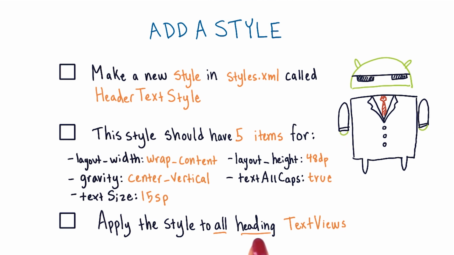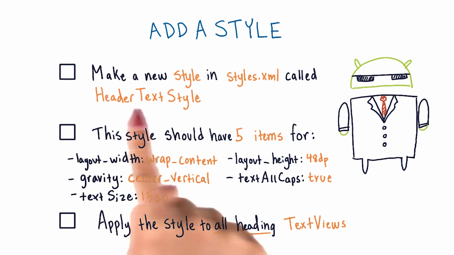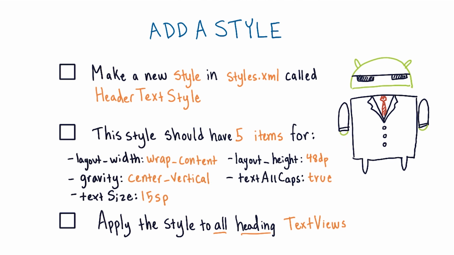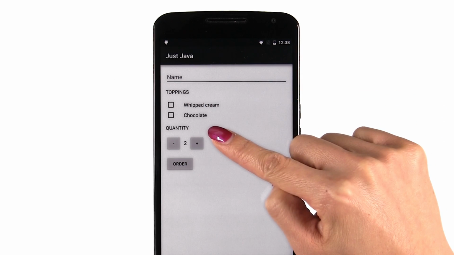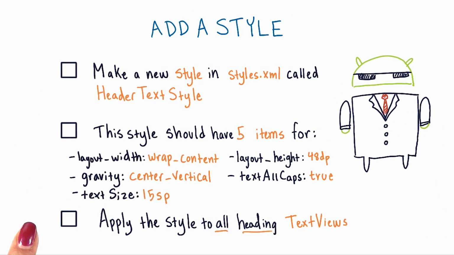Next, apply the style to all the header text views within the layout. Make them all refer to this header text style. Be sure to remove any unnecessary XML in the layout file. For example, you don't need to set the text size of this header text view anymore because the text size is specified within the style now. This is what the app should look like when you're done, using a single style for the headers. Check these boxes when you're done.